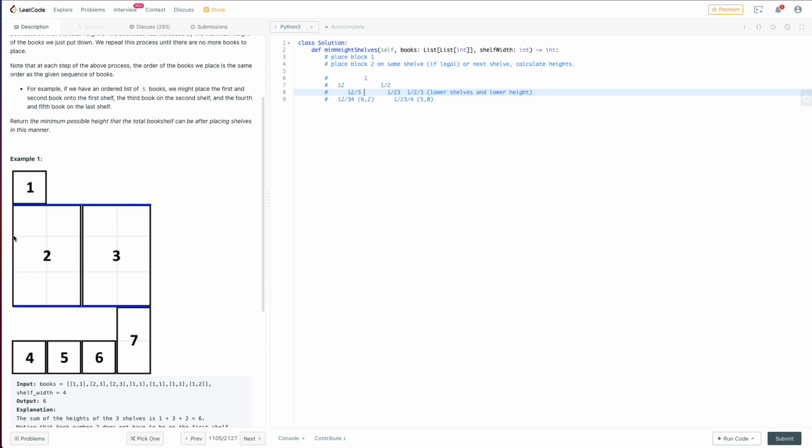What about 1, 2, 3? 1, 2, 3 gives a height of 6, and 1, 2, 3 is at 1. This one says 1, 2, 3 has a height of 4, but its index is already at the end. 1, 2, 3 says it's 7 and it's 0.